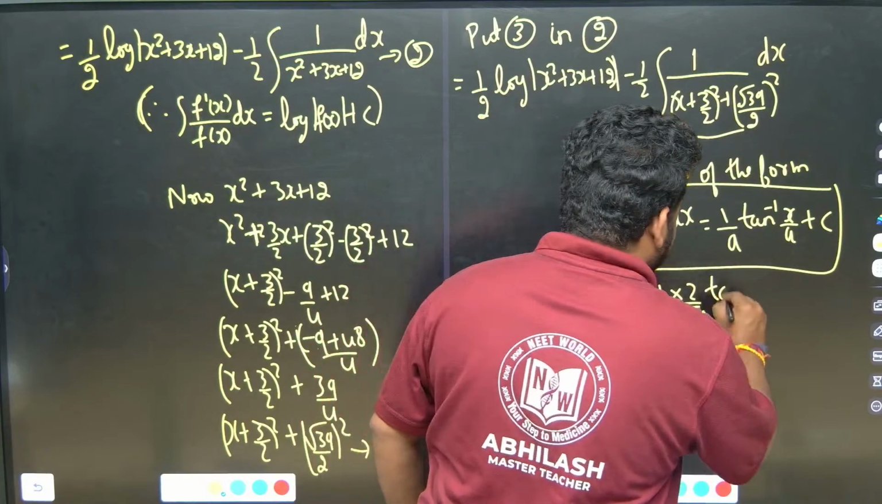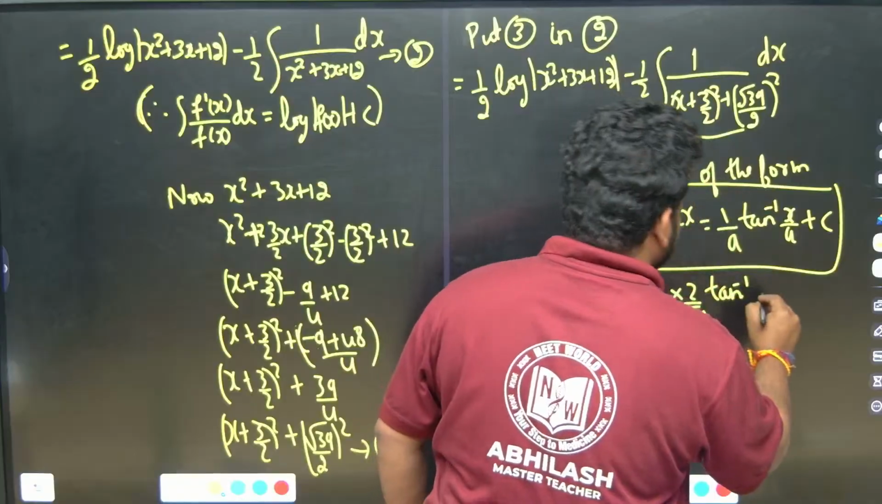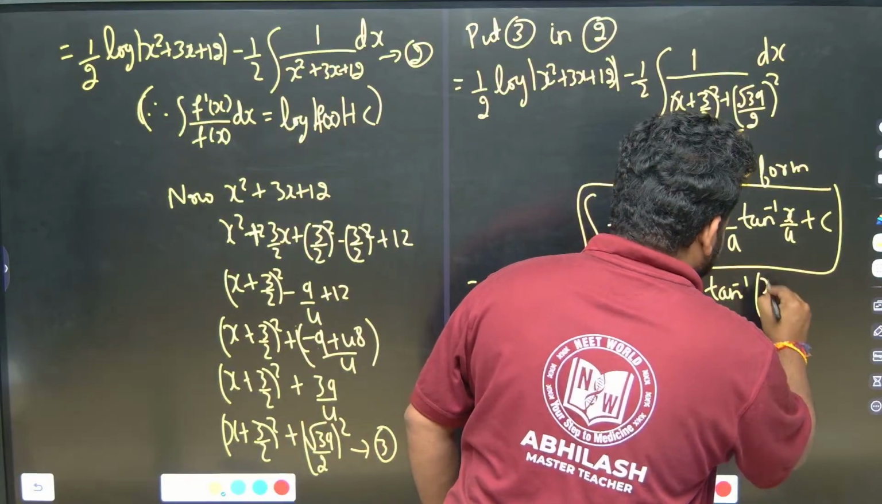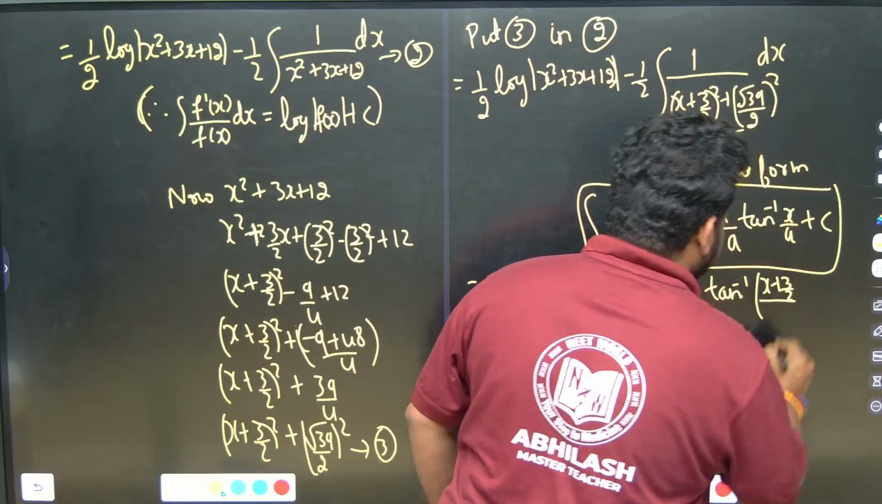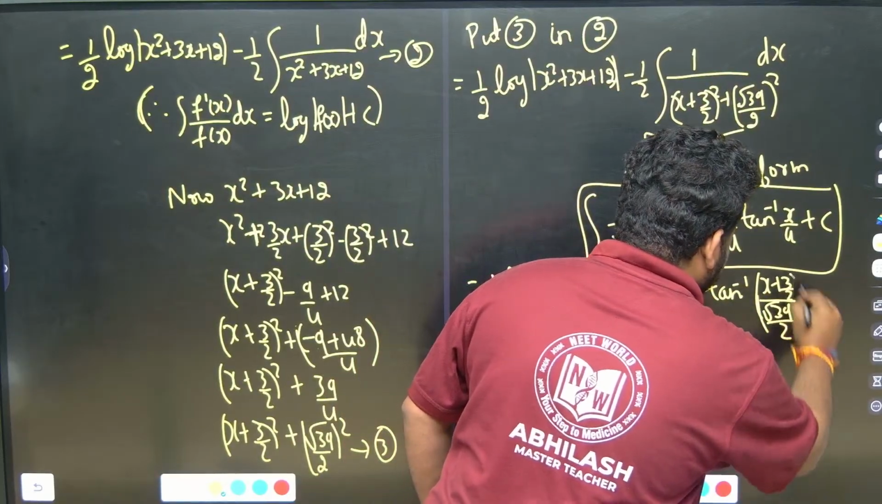Into tan inverse of x by a. X by a is what? X plus 3 by 2. Okay, this will be x plus 3 by 2 divided by root 39 by 2, plus c.